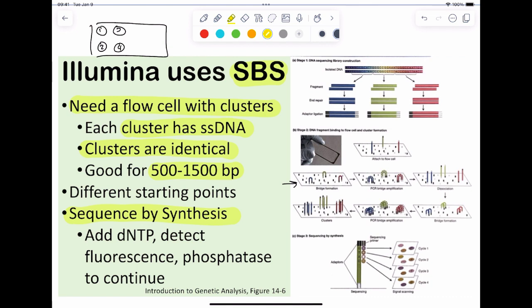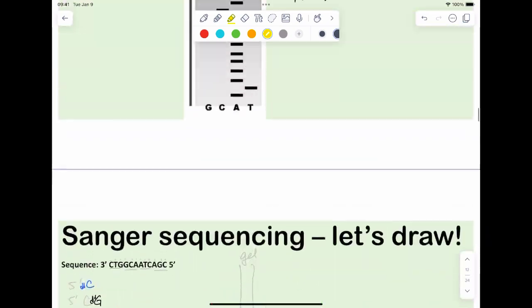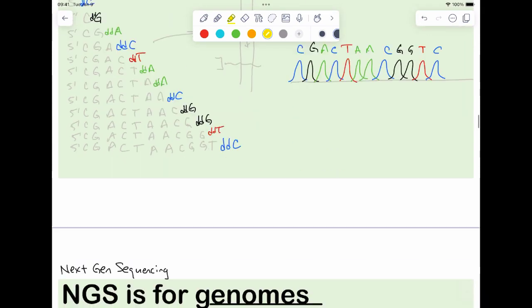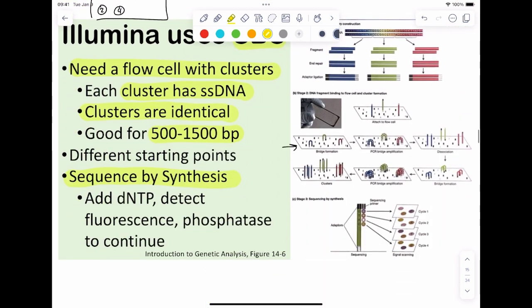The sequence by synthesis is going to be a manipulation of that termination. So the way Sanger sequencing worked is we have to know the stopping point. And we had to run this a whole bunch of times and then figure out the order of them. Illumina, it's the name of the company, they said, we can do you one better. We're not going to wait till the end. What we're going to do is replicate and figure it out as we go. So it's going to detect during the replication process. And that's what the sequence by synthesis is.